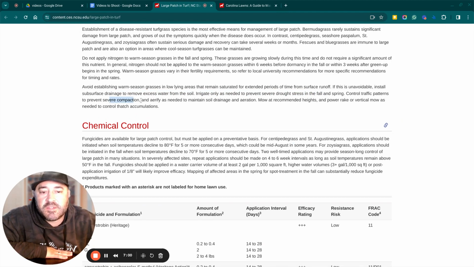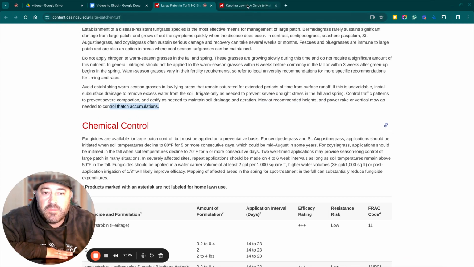So think about this: the side of your house. You got downspouts that are pouring water on the side of your house. It's shaded and it's compaction because it's a high traffic area. You're not going to have good grass growing there. And aerify as needed to maintain soil drainage and aeration. Aerate once a year. Mow at recommended heights. Power rake or vertical mow as needed to control thatch accumulations.